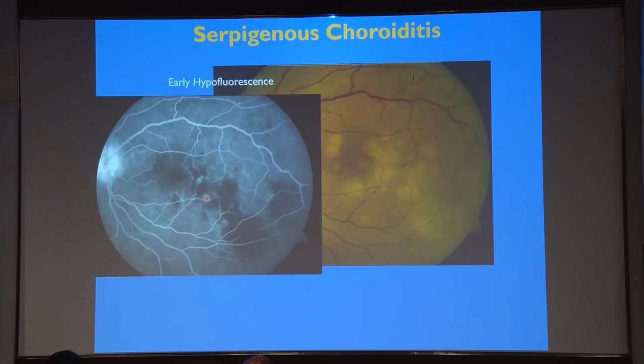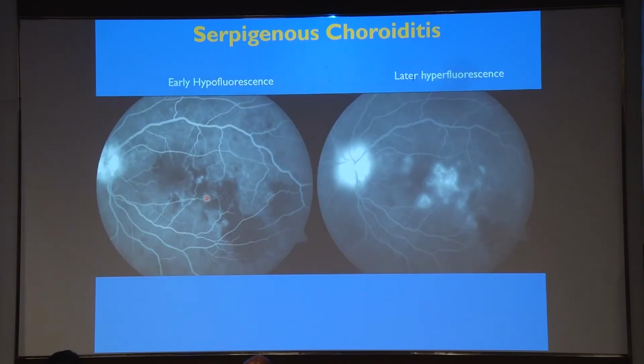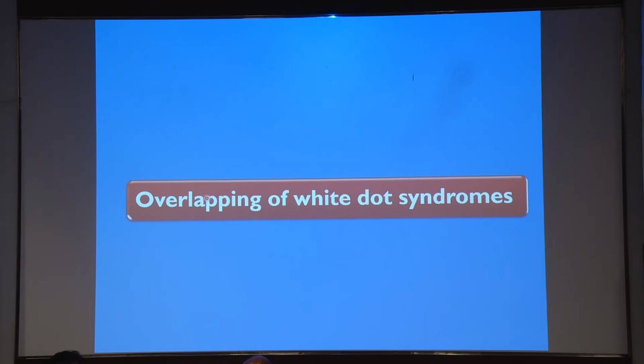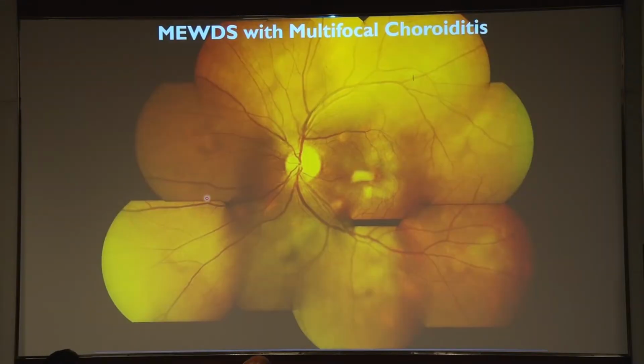Serpiginous choroiditis again will have early hypofluorescence followed by late hyperfluorescence. It's not that every time you will get a single entity. They can have multiple entities, with overlap. For example, in this you can see both multiple evanescent white dot syndrome along with multifocal choroiditis.